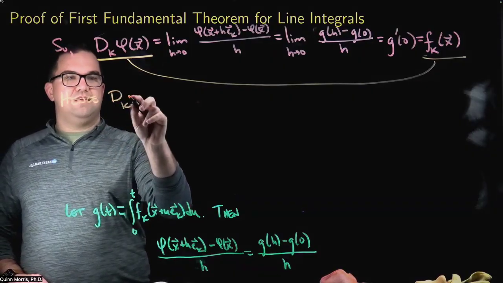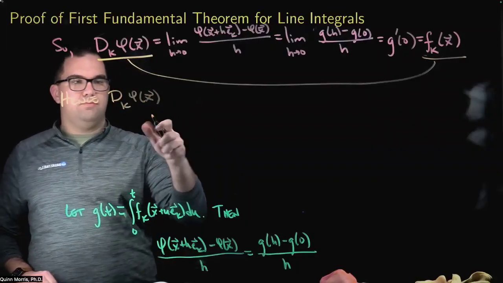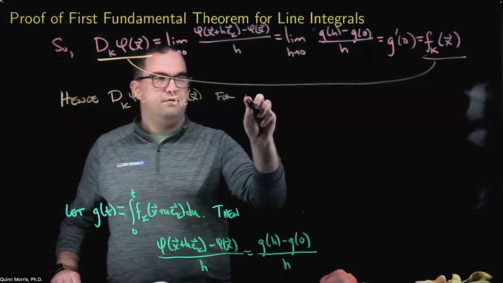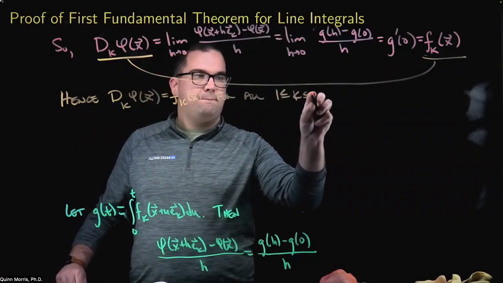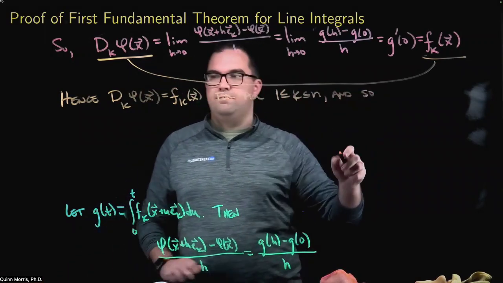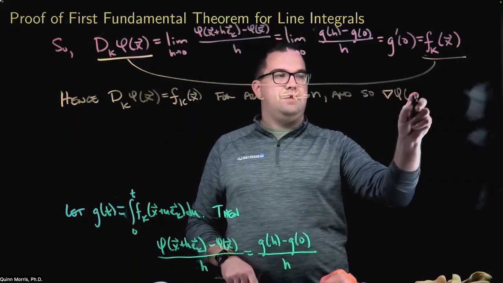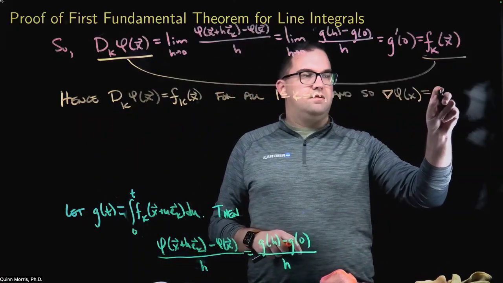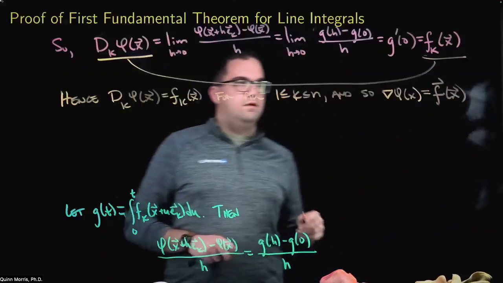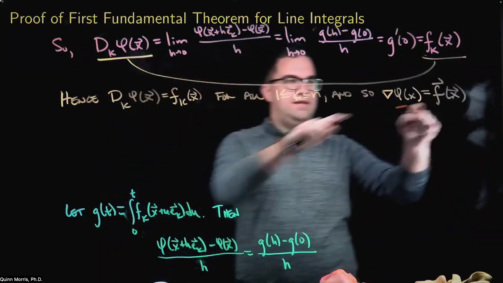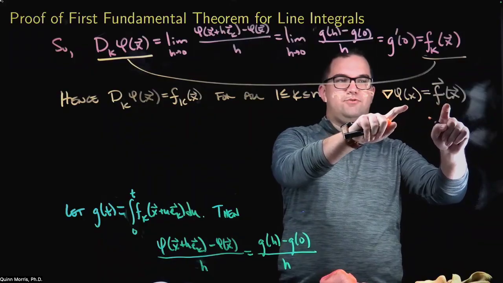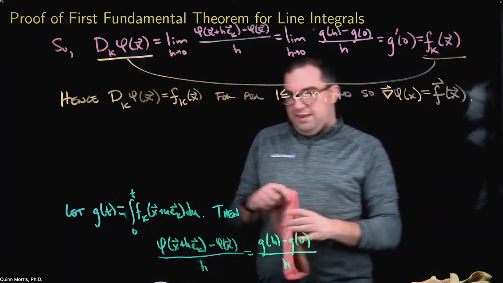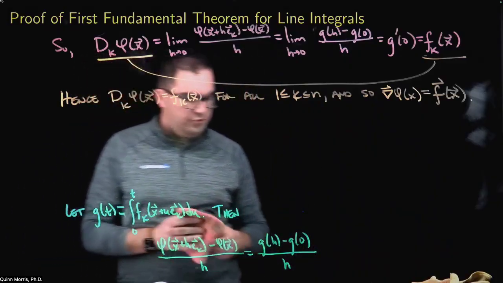So hence, I have that this holds for every k, right? k was arbitrary. So this holds for all k between 1 and n. And so the gradient of psi, this is a vector, but its components are each of these things. So what you're showing here is that each of the components in these vectors is equal. Well, if each of the components are equal, then the vectors themselves are equal, which is what you want to conclude. So again, we get a version of a first fundamental theorem of calculus here for line integrals.